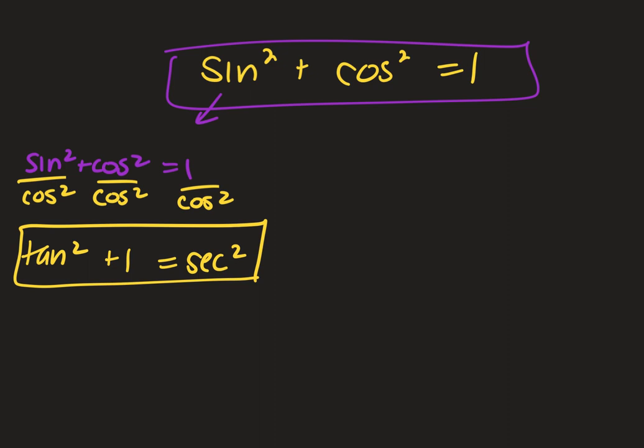I divided all of it by cosine squared. And then simplify. So sine over cosine is tangent. So sine squared over cosine squared would be tangent squared. Cosine squared over itself would be 1. And 1 over cosine squared is its reciprocal, which is secant squared.